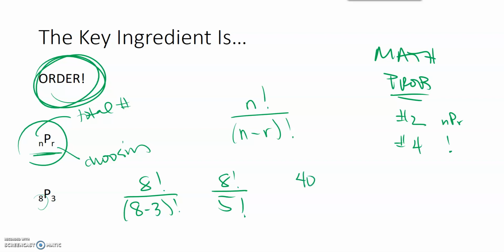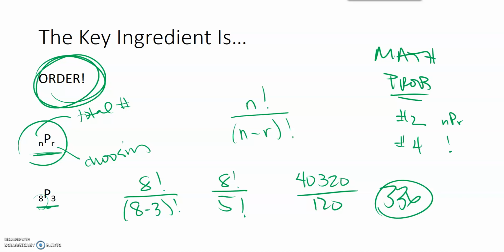Okay, so 8 factorial is really 40,320. That is over 5 factorial, or again 5 times 4 times 3 times 2 times 1. And 5 factorial is 120. Now you're going to divide those two numbers, 40,320 divided by 120, and we get 336. Okay, so that would be the answer to this problem, 336. Again, you could just use the nPr button, the permutation function in your calculator, and you get the same thing. Okay, so really that's up to you.